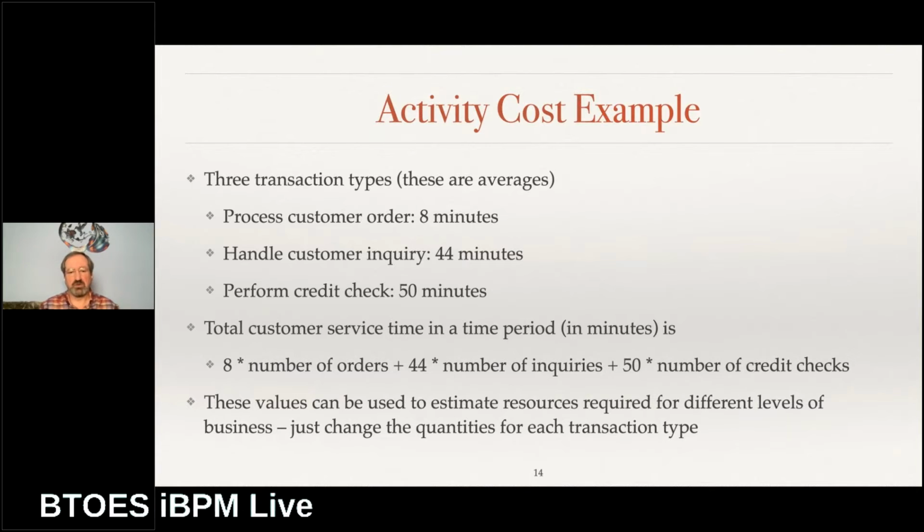So if you want to know what your capacity for processing orders is, you have a fixed number of minutes. What's your mix of activities today, and how many orders can you fit into that 630,000 minutes or whatever it is? To change that, you can say, well, we're going to do fewer inquiries, or we're going to handle fewer credit checks, or we're going to automate credit checks and make that 5 minutes instead of 50. So you can change the process to do that and increase your capacity simply by reducing the activity cost of one of the activities.